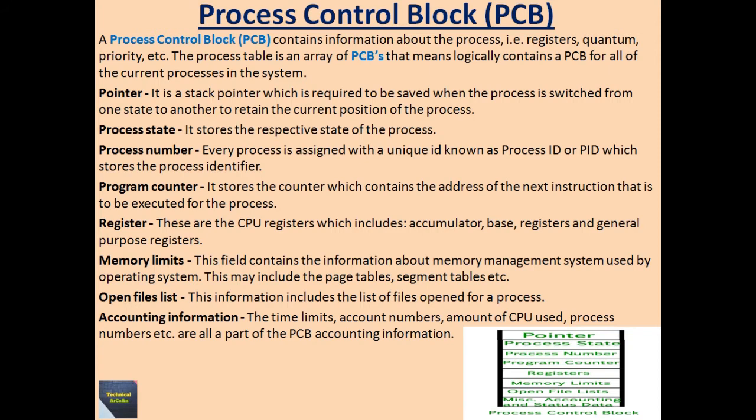These are the CPU registers, which include accumulator, base registers, and general purpose registers, right? Next one, memory limits. This field contains the information about the memory management system used by the operating system. This may include the page tables, segment tables, etc. Next one, open files list. The information includes the list of files opened for a process. And last one, accounting information. The time limits, account numbers, amount of CPU used, process numbers, etc. are all a part of the PCB accounting information, right?